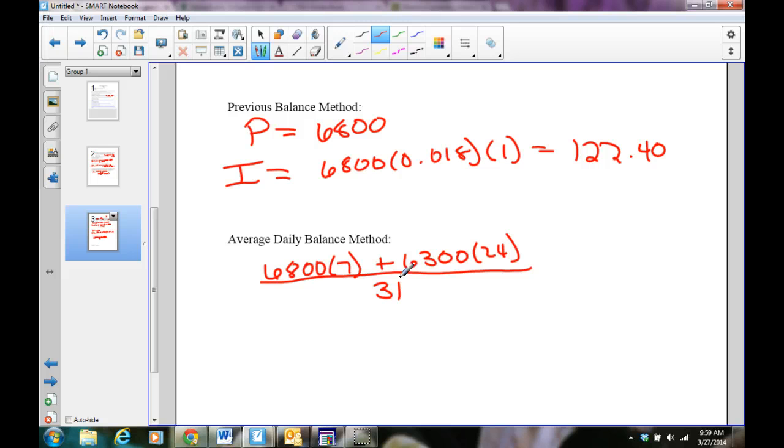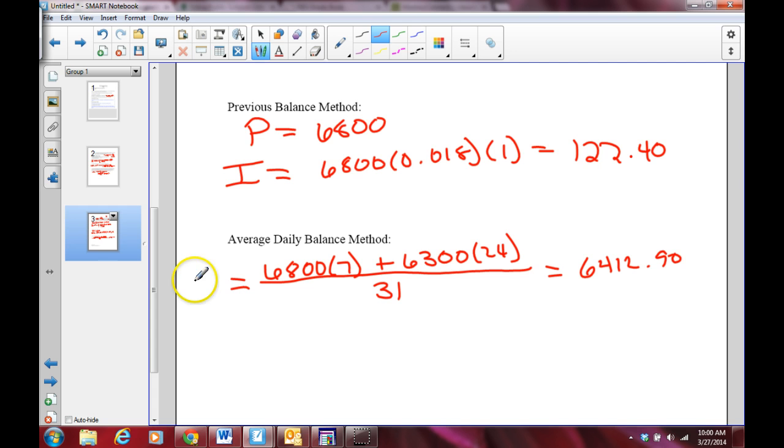Okay, if you put that in there, you're calculating out. This is the amount of days that we had the balance of 6,800 until we made a payment of $500. Then there was 24 days left of the month. Okay, so my p-value on this is $6,412.90. That is the p in this case.